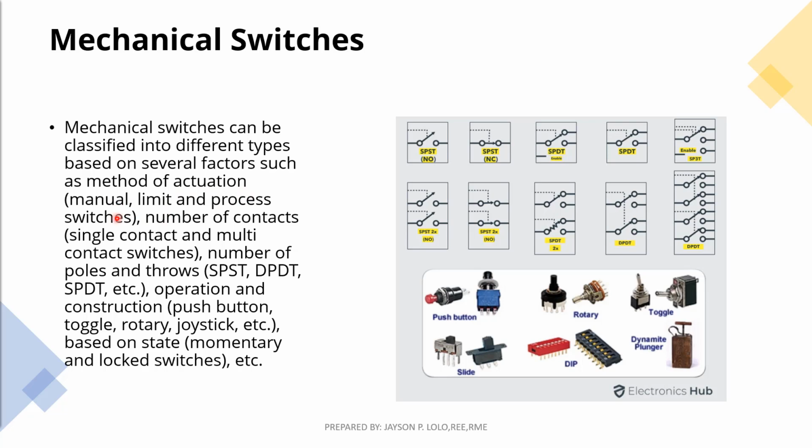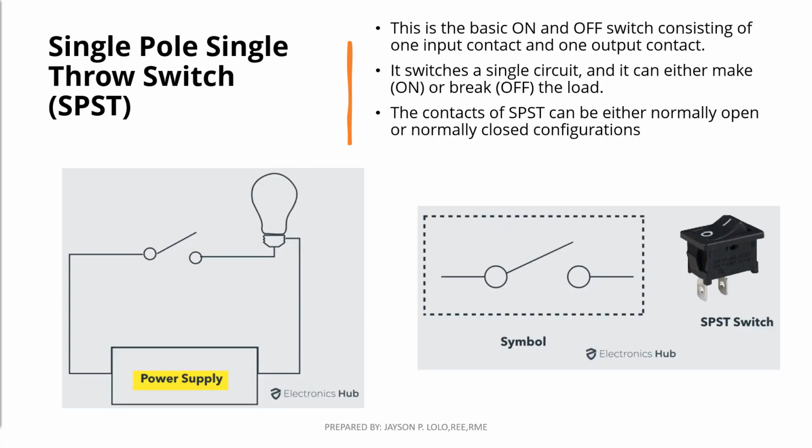You have manual, limit and process switches, and the number of contacts, the number of poles and throws. So we have SPST, DPST, SPDT and DPDT. We will discuss this in the next slide. SPST, which is single pole, single throw, is the most common one. This is the basic on and off switch consisting of one input contact and one output contact.